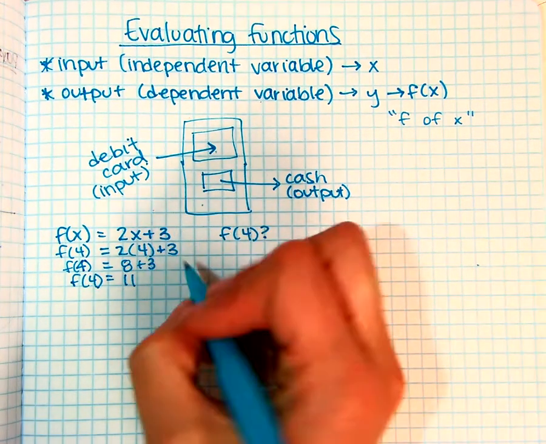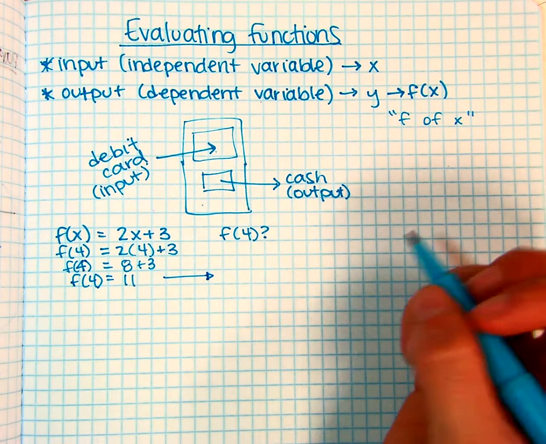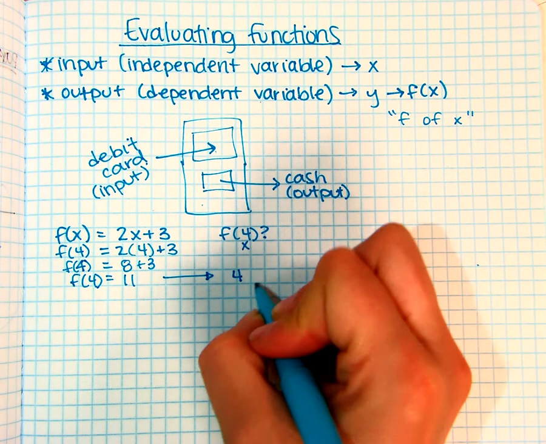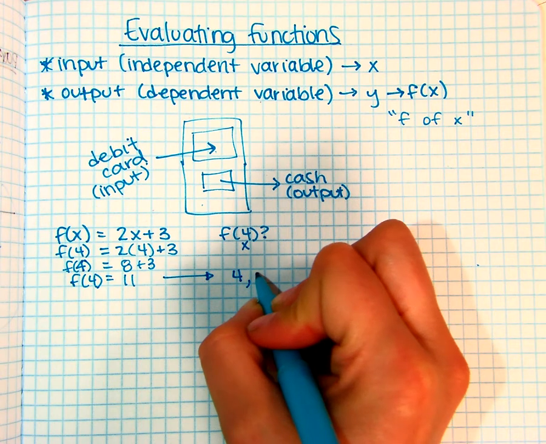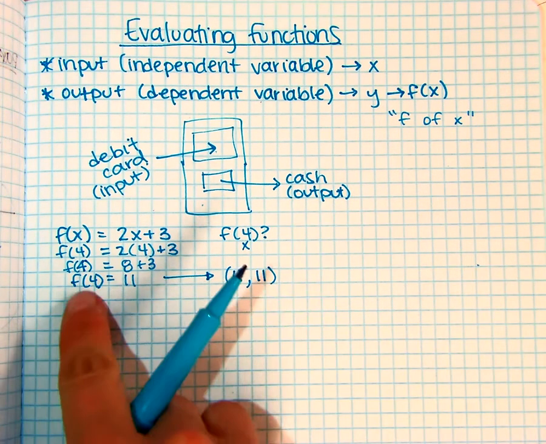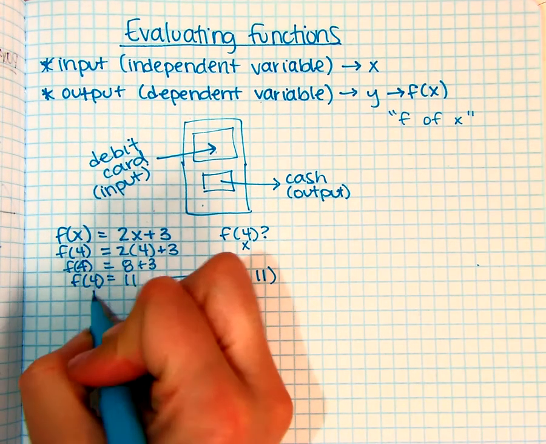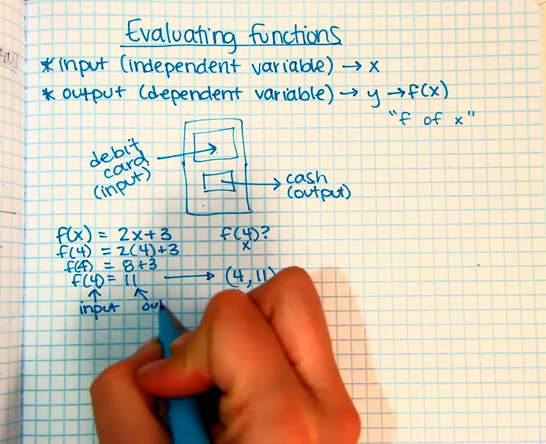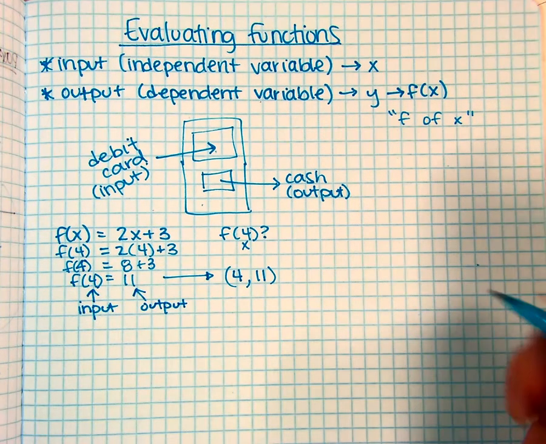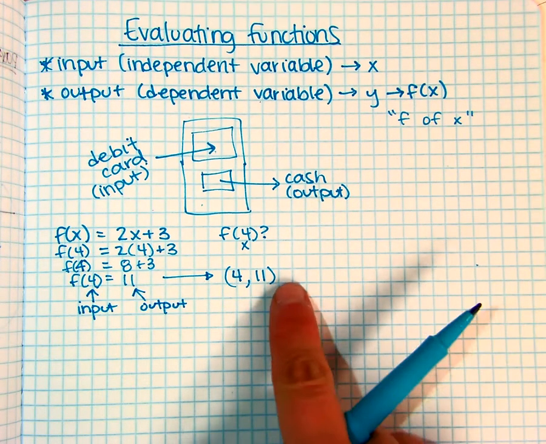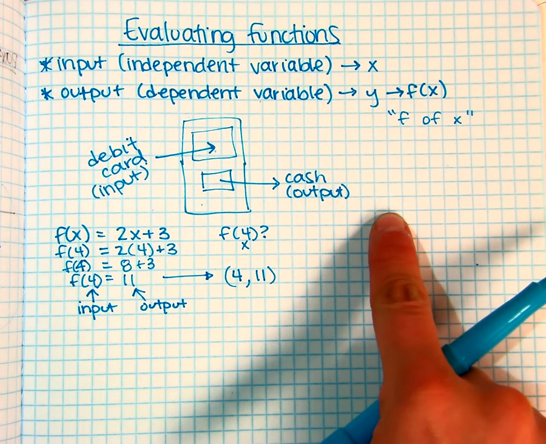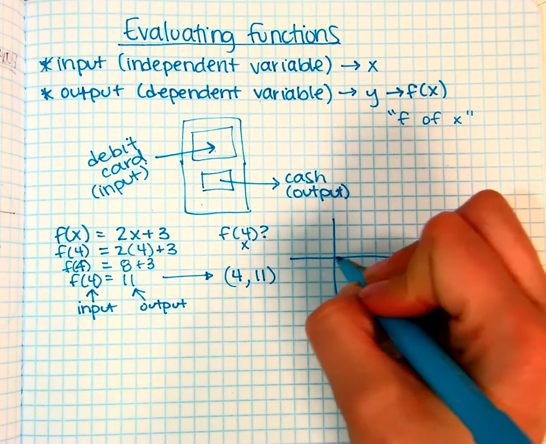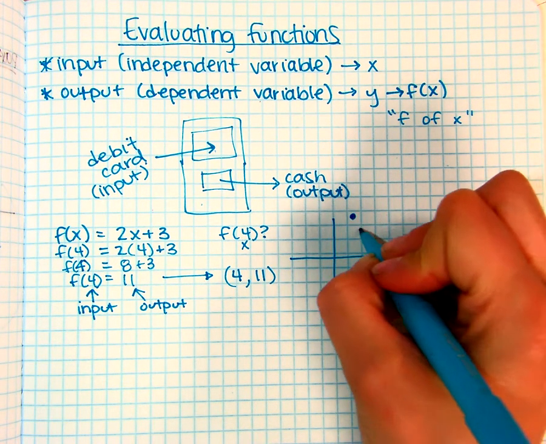Now if we were going to connect that back to our coordinate plane, that would be 4, because that's our x value, and 11 is our output. So input, output. If we were to graph that, we would go right 4 and up 11. We would be in that first quadrant. Right 4, up 11 would be somewhere over here. We're in quadrant 1.